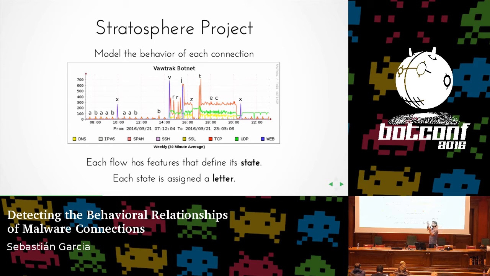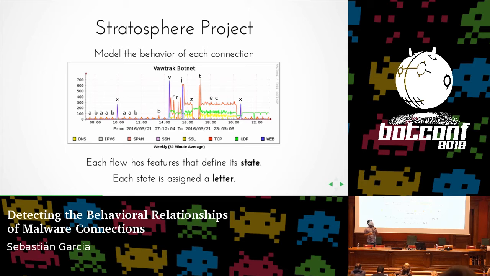Based on this, we later learn a Markov chain model, and then we use the Markov model in the network to find unknown stuff. So we have the known malware behaviors, we store that, we learn, and then we go to an unknown network, say, give me the flows, okay, give me the letters, okay, do these letters belong to this malware behavior? No, what about this one? No, what about this one? Actually, yeah. And we are detecting like this, okay?